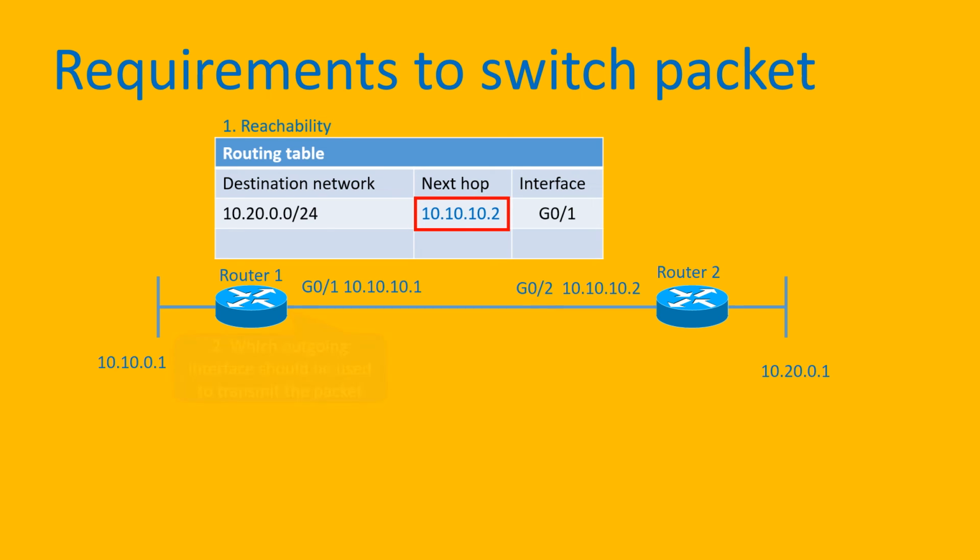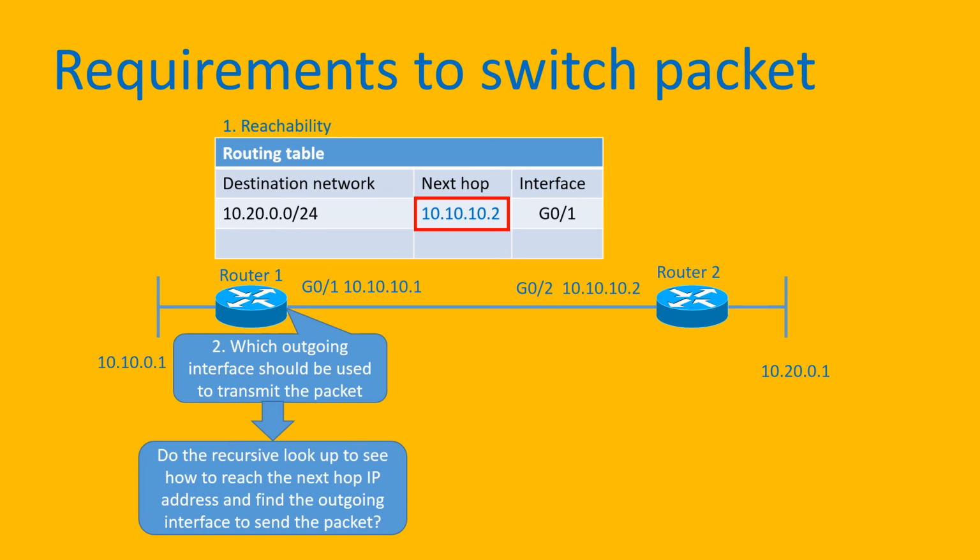Then it needs to find which outgoing interface should be used to transmit the packet. If there is a recursive route, it needs to perform a recursive lookup to see how to reach the IP next hop address and find the outgoing interface to send the packet. In our case, it can find it immediately in the routing entry, which is the interface G0/1.